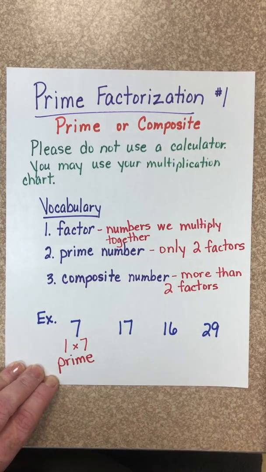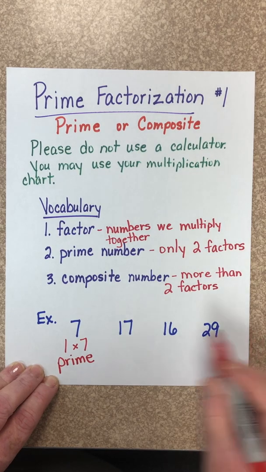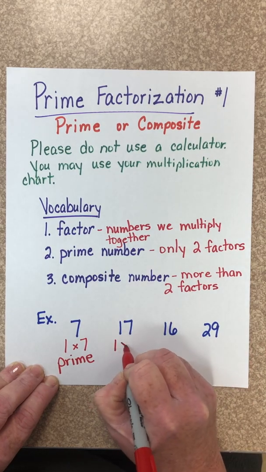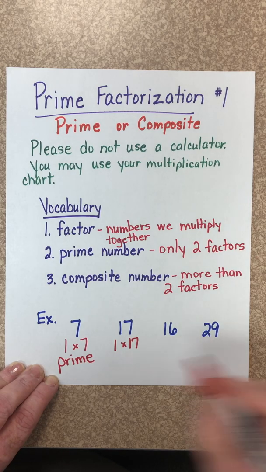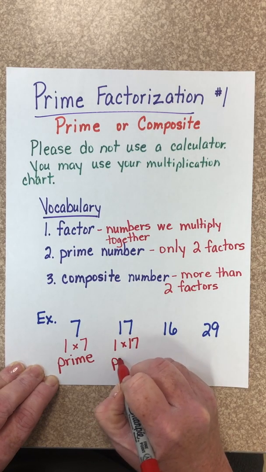Now 17. What two numbers can we multiply together to get 17? Well, 1 times 17. Do we have any other two numbers we can use to multiply together to get 17? Well, no, the answer is no. That means 17 is prime.